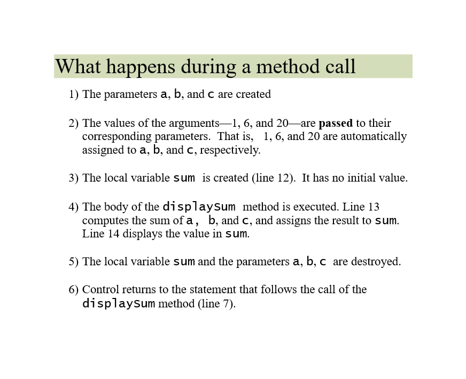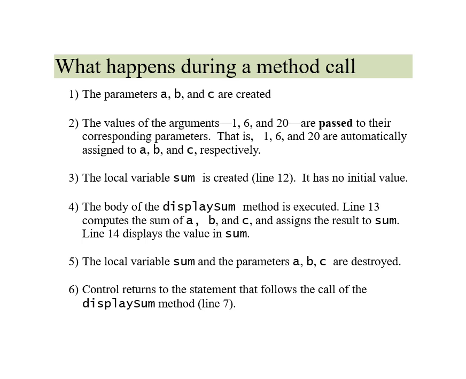Then the body of display sum is executed. Line 13 computes the sum of A, B, and C and assigns it to the variable named sum. And then line 14 displays that value. So display sum doesn't return anything to main. In this case, it just displays the computed sum.